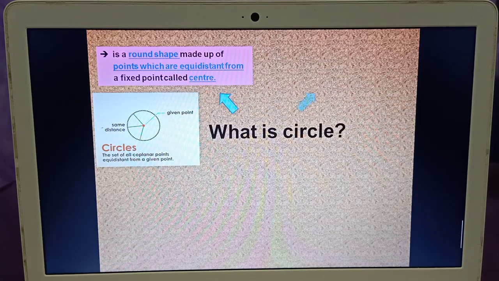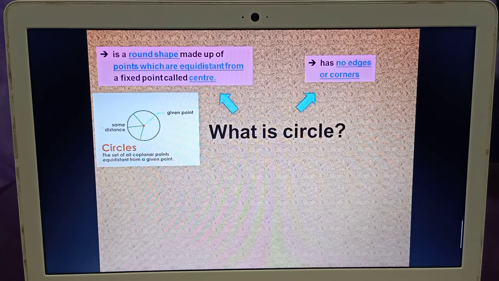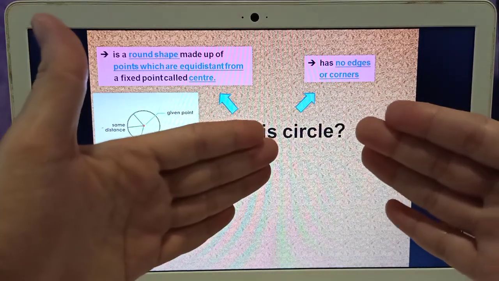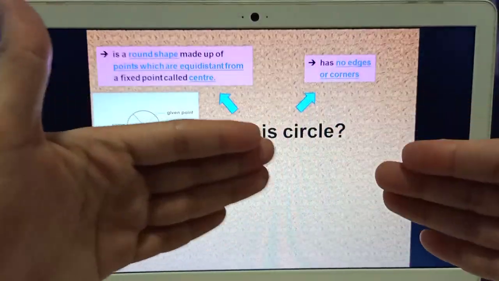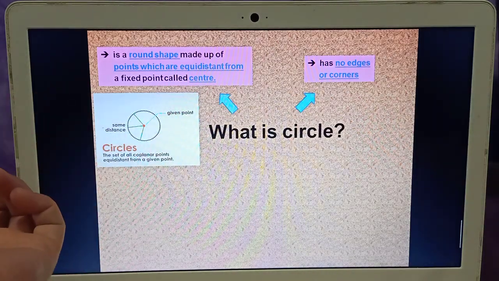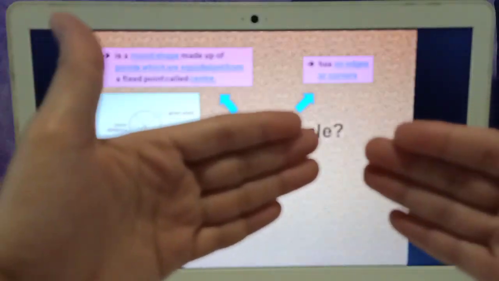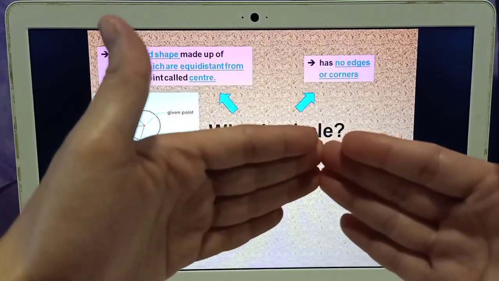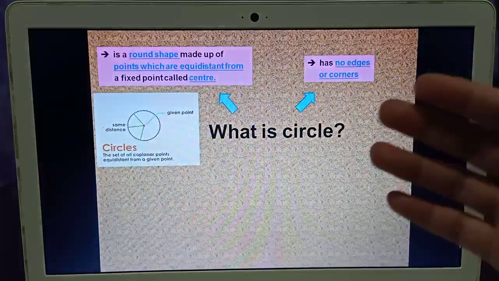A circle has no edge and also no corners, or maybe we call it vertex, because it is a round shape. No edge means no straight line beside it. Therefore, no edges. It is made up of points, and there's no corner, because when there is no side to meet together, then we won't get the corner, or the vertex.